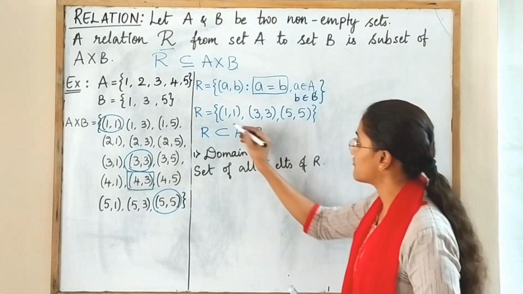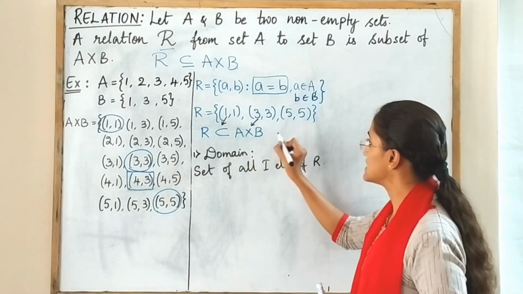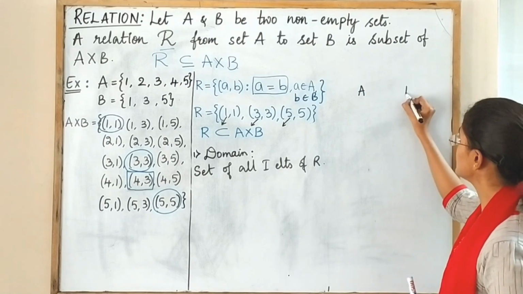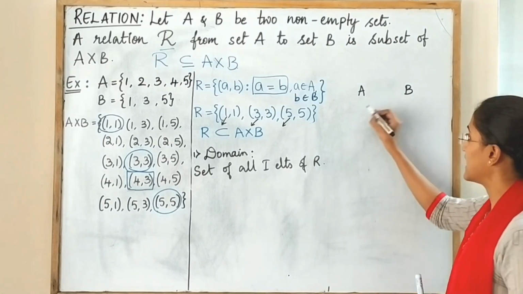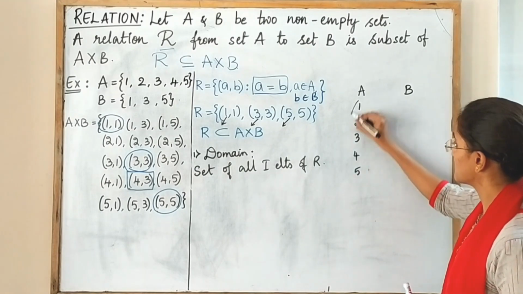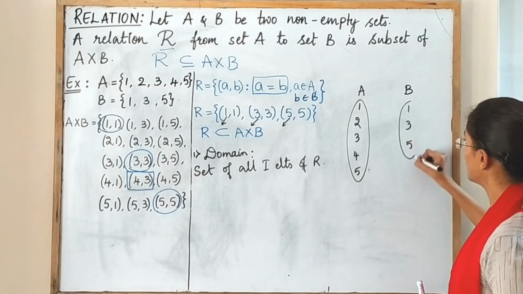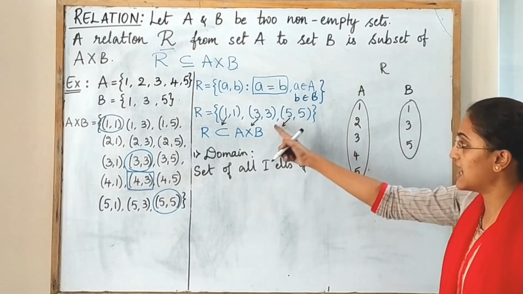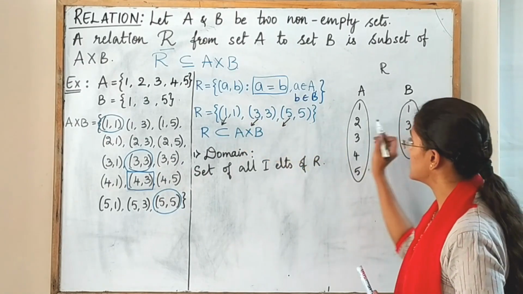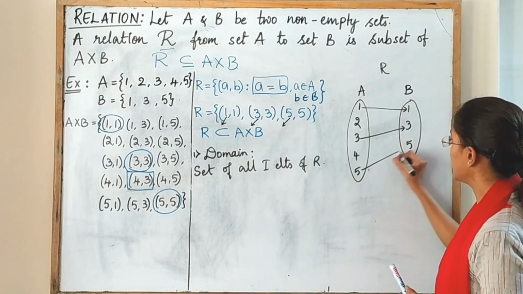You can check that the first elements of this relation are 1, 3, 5. Look at the arrow diagram which helps us. I am having two sets A and B, where A contains 5 elements and B contains 3 elements. According to the relation R which I have defined here, go on connecting the elements which are connected, that is 1, 1, 3, 3, 5, 5.